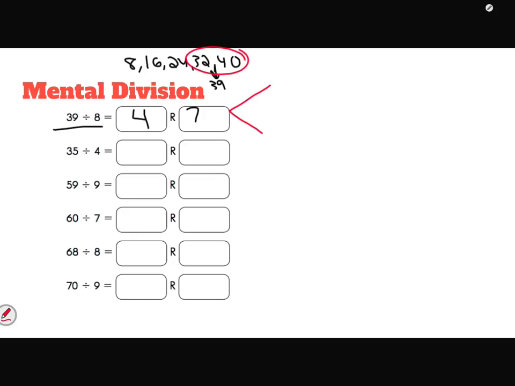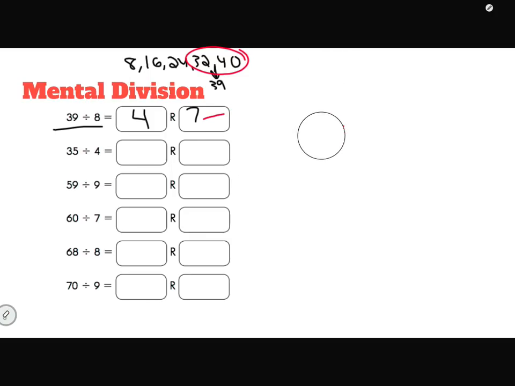So I could check this by doing 32 divided by 8, which I know gets me 4, or I could do 40 divided by 8, which gets me 5, and I can see that my answer actually falls in between those two. So 32 and 40 would be those anchor numbers or those related math facts that help me solve this problem. I'm going to do another one.